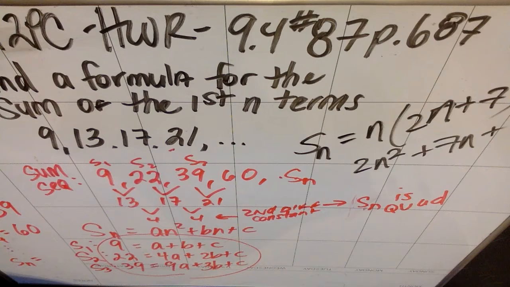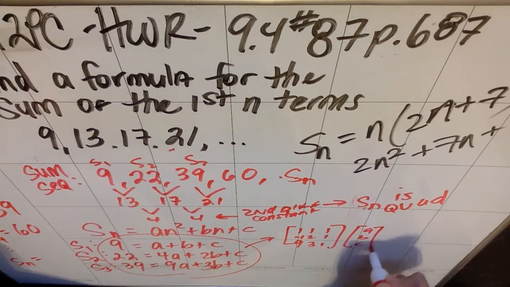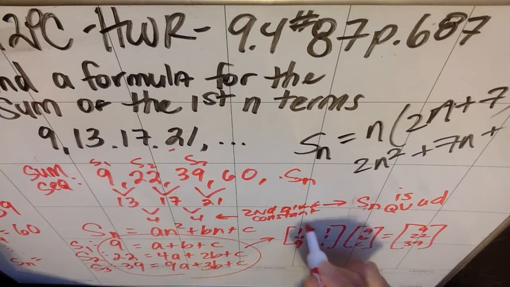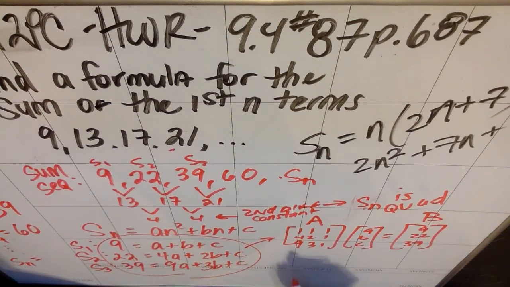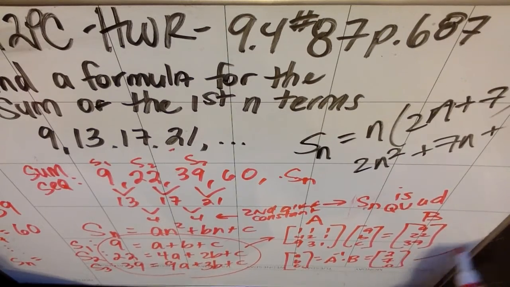If I were going to do it this way and I didn't have a calculator and thus could not easily use matrices, I would use elimination. But if I had a calculator, I would make my coefficient matrix of 1, 1, 1, 4, 2, 1, 9, 3, 1, and I would have that times A, B, C, and that would equal 9, 22, and 39. I would call this matrix A, I would call this matrix B. In order to get my A, B, C, I would type into my calculator A inverse times B, and I would absolutely get 2, 7, and 0, which would give me this answer.